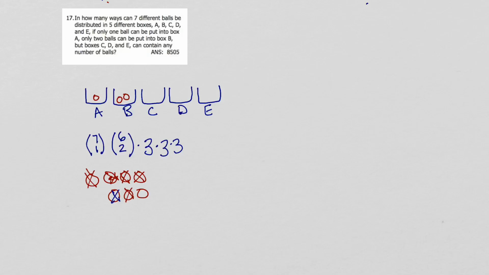And then this last ball here, that can go into C or D or E. So again, there's 3 choices for that one. And that's all of our choices, and there's our answer. And when I computed that out, if I got it right this time, I got 8505.